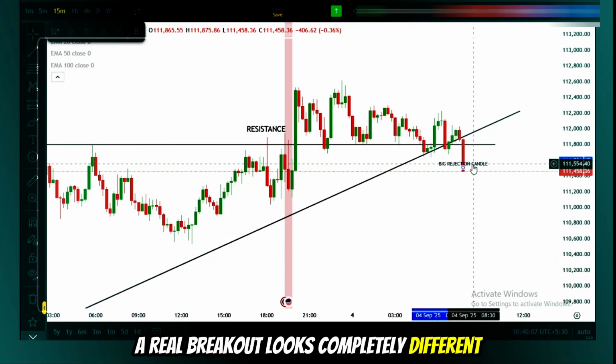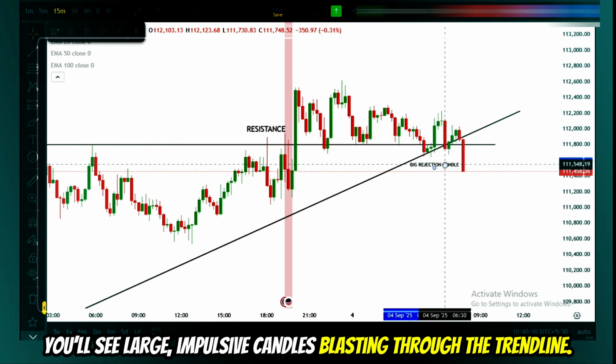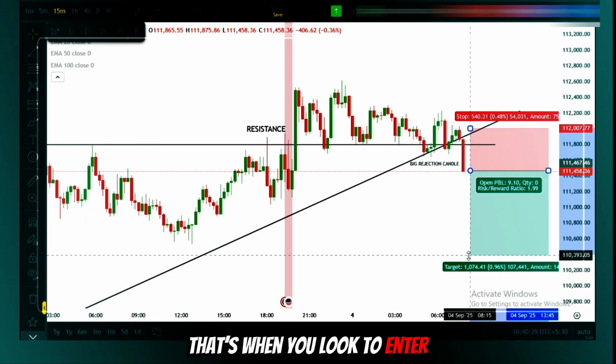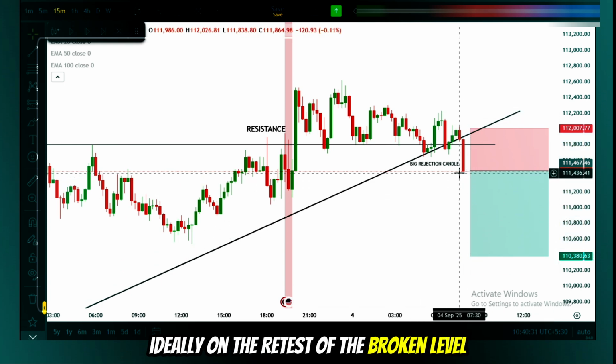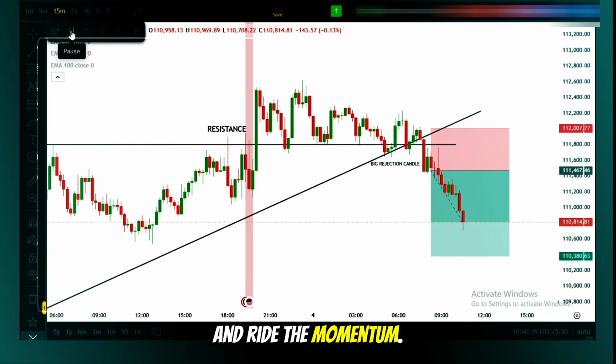So, what is a real breakout? A real breakout looks completely different. You will see large impulsive candles blasting through the trend line. That's when you look to enter, ideally on the retest of the broken level, and ride the momentum.